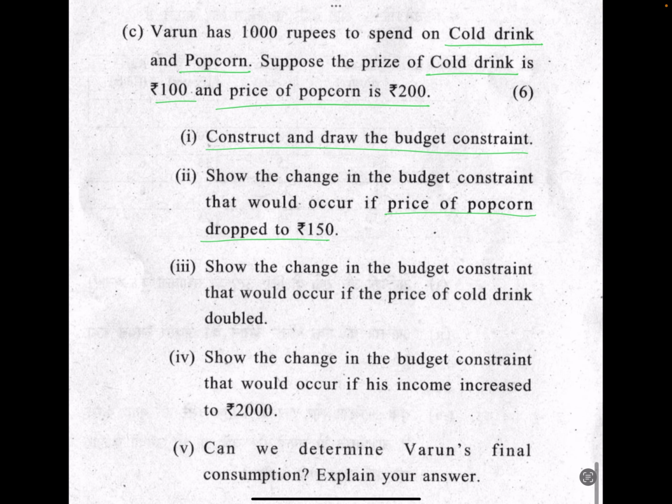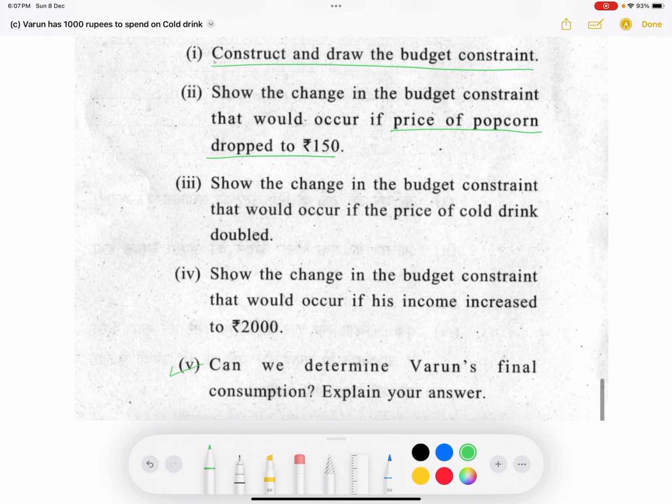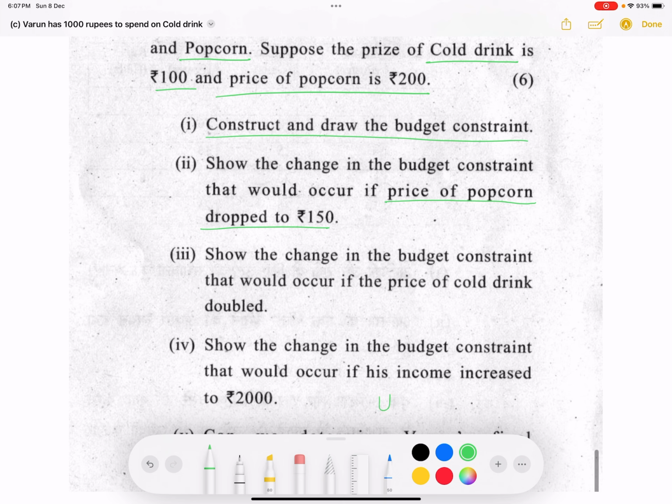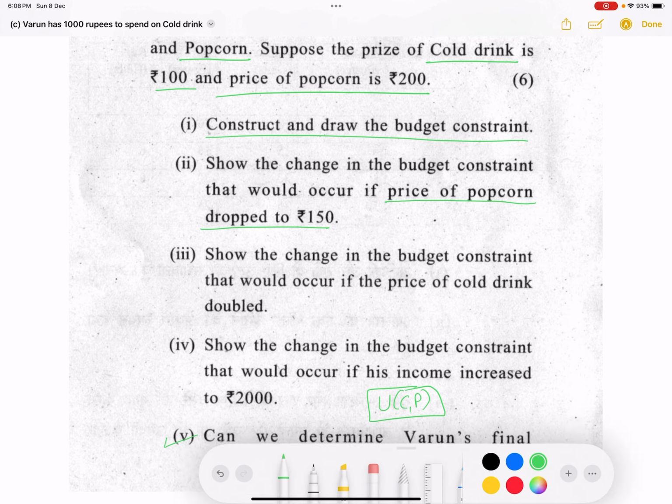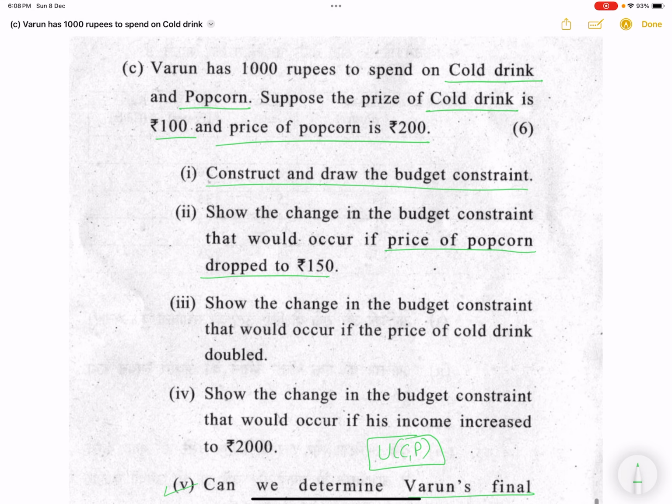Okay. Now can we determine Varun's final consumption? Since we don't know what his utility function is, whether they are perfect substitutes, whether cold drink and popcorn. So usually cold drink and popcorn are perfect complements if you are specifically talking about movie theaters, but still we don't know what actual the preference of Varun is, so we cannot tell which particular combination would he be consuming. So we won't be able to tell the final consumption of Varun. Okay, now moving to the next question.